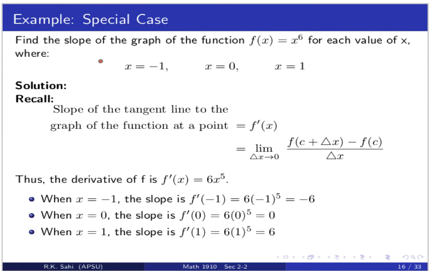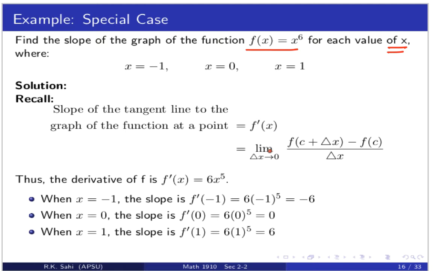So let's start with the very first example. It says find the slope of the graph of this function f of x equals x to the power 6 for each value of x where x is minus 1, x is 0, or x is 1. Now, things you have to remember. Remember what we said, that the slope of the tangent line to the graph of a function at a point is given by f prime of x evaluated at that x.